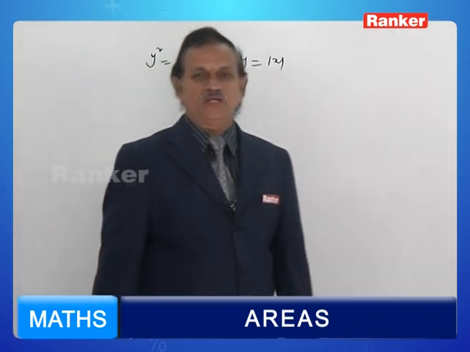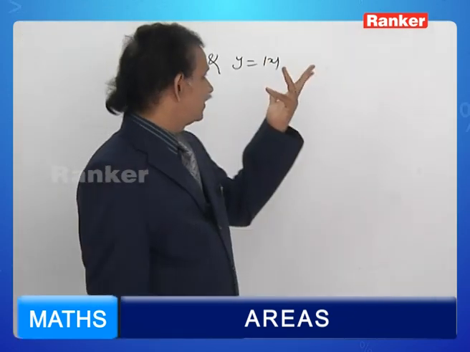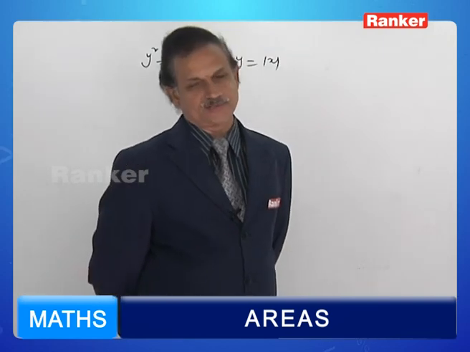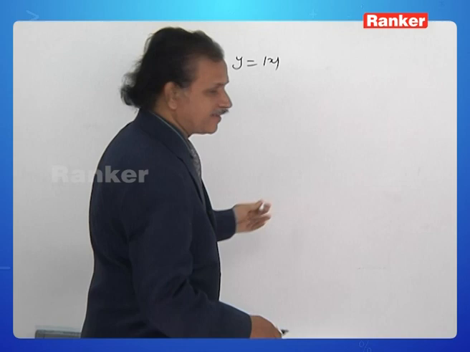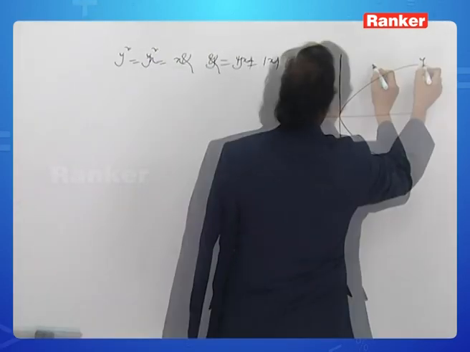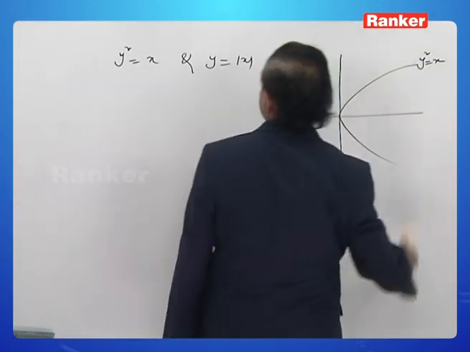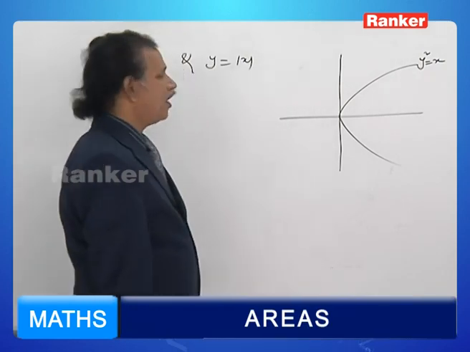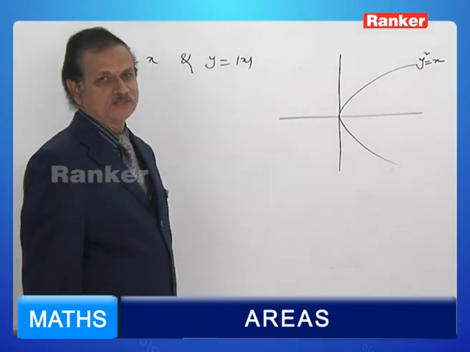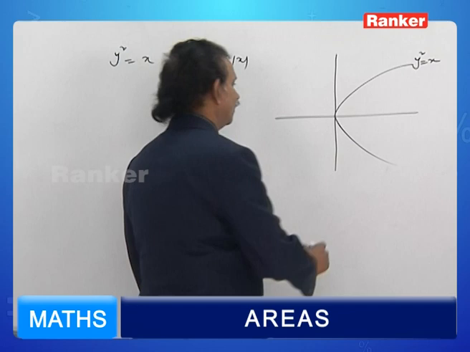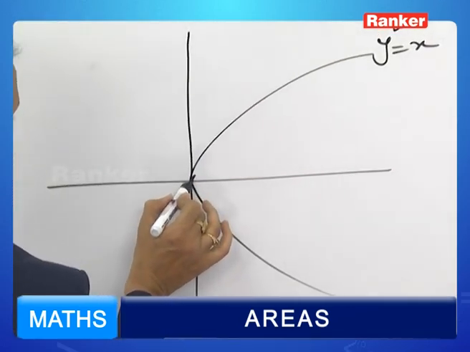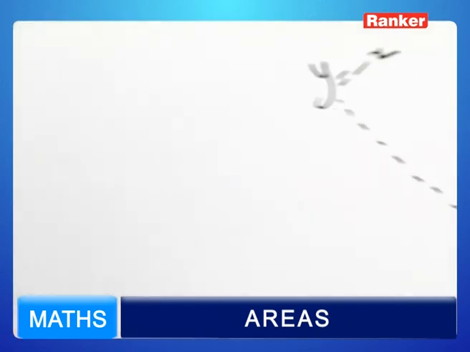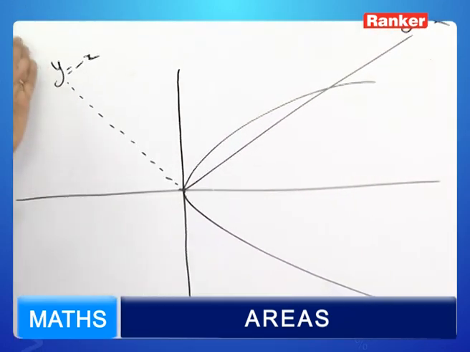Find the area bounded between y square is equal to x and y is equal to mod x. He is saying, okay, what do you mean by y square is equal to x? It is of course a parabola. Y is equal to mod x, what do you mean by that? Y is equal to x or y is equal to minus x? The graph of y is equal to mod x is this V-shaped diagram.